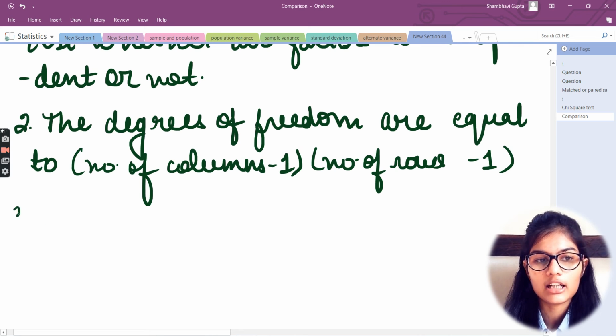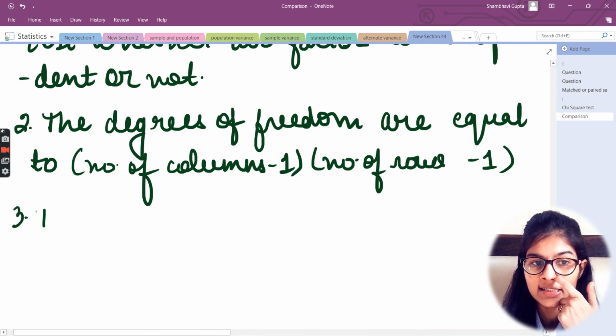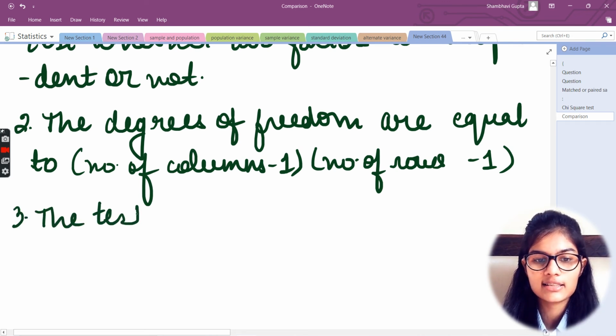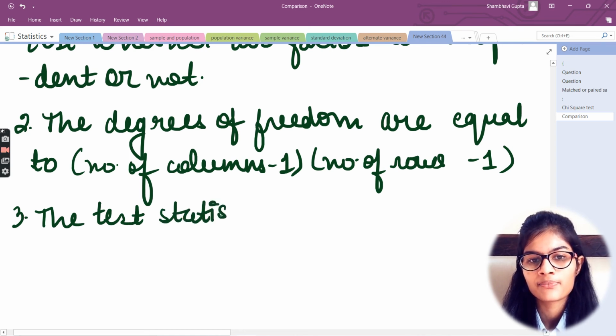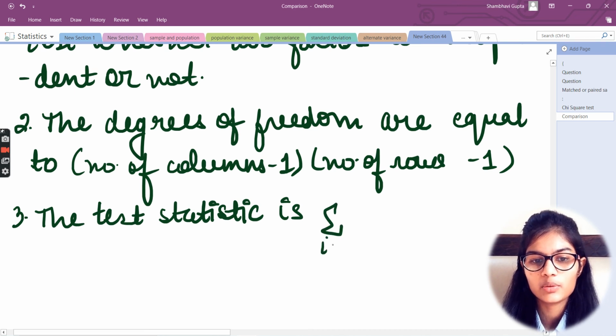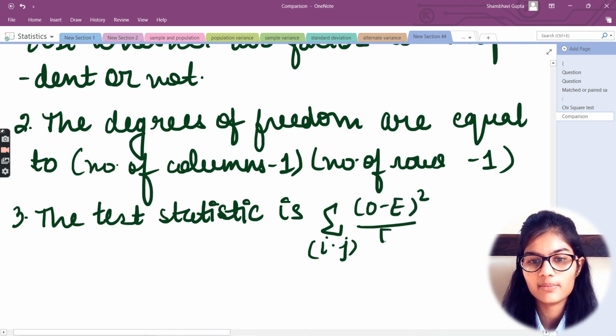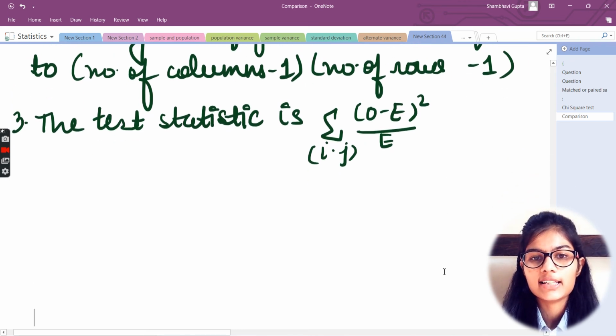Fine. Now moving on, we have the test statistic. The test statistic for this is the sigma over i, j of (O minus E) whole squared divided by E. Okay, the test statistic is this.